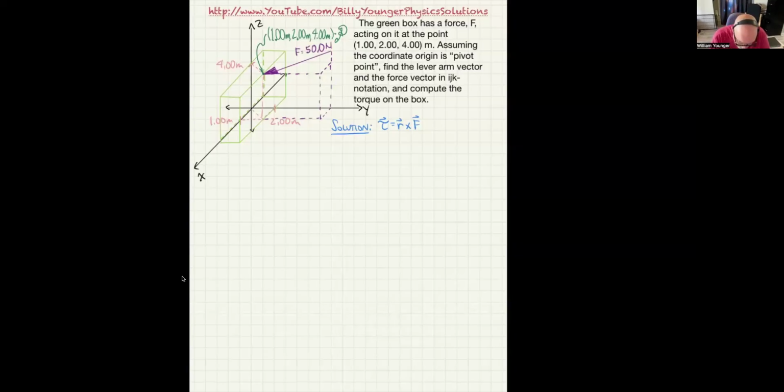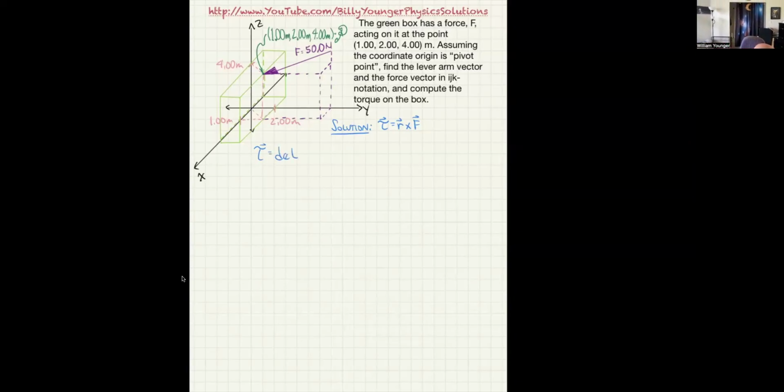Additionally, the lever arm vector is supposed to be the vector from the origin to the little point that I labeled with that fancy P, i.e. the point 1.00 meters, comma 2.00 meters, comma 4.00 meters. So we're going to go ahead and try that. I will remind you that torque is given by a determinant according to this. So we could say torque is equal to the determinant.